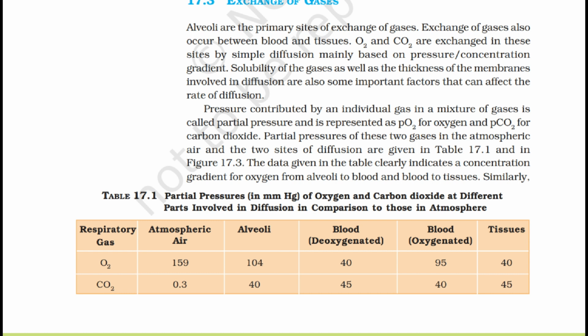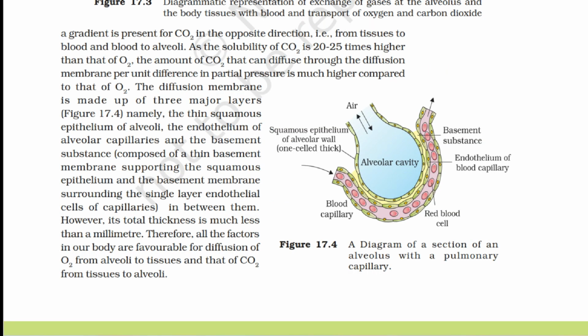Partial pressures of these two gases in the atmospheric air and the two sites of diffusion are given in Table 17.1 and in Figure 17.3. The data given in the table clearly indicates a concentration gradient for oxygen from alveoli to blood and blood to tissues. Similarly, a gradient is present for CO2 in the opposite direction, i.e., from tissues to blood and blood to alveoli. As the solubility of CO2 is 20 to 25 times higher than that of O2, the amount of CO2 that can diffuse through the diffusion membrane per unit difference in partial pressure is much higher compared to that of O2.